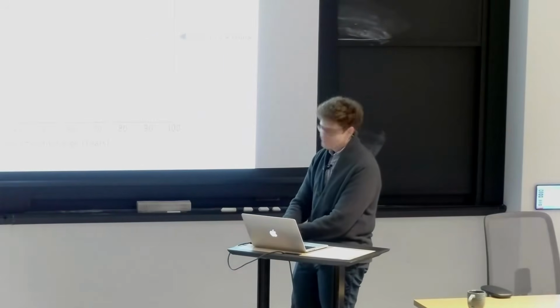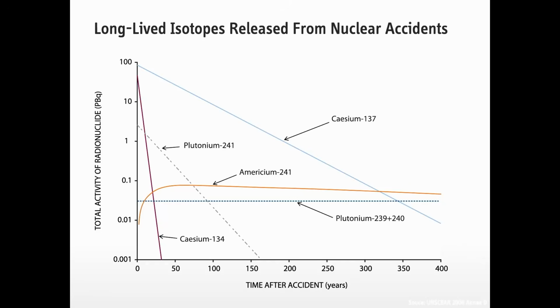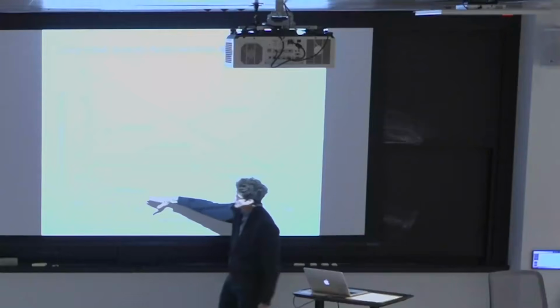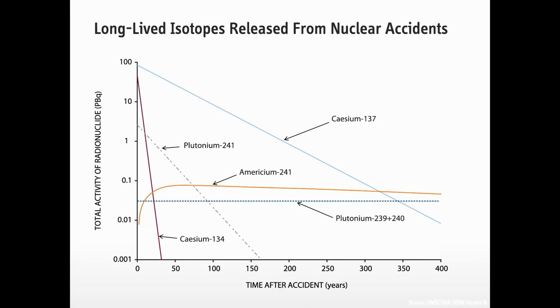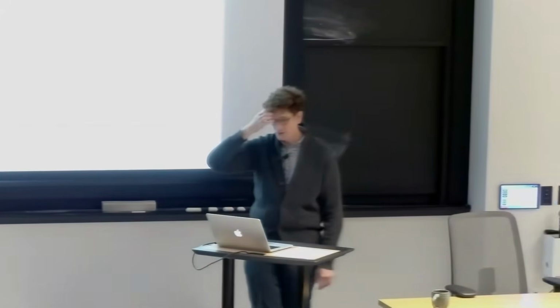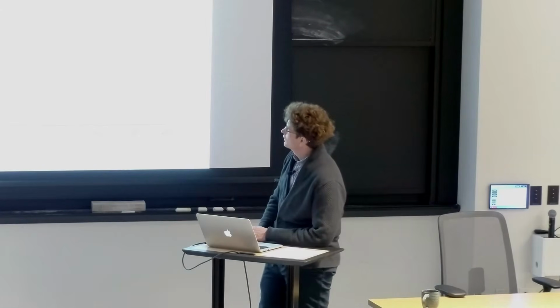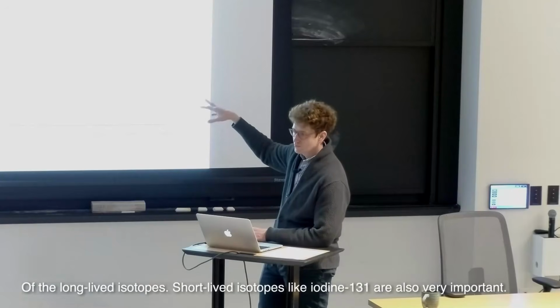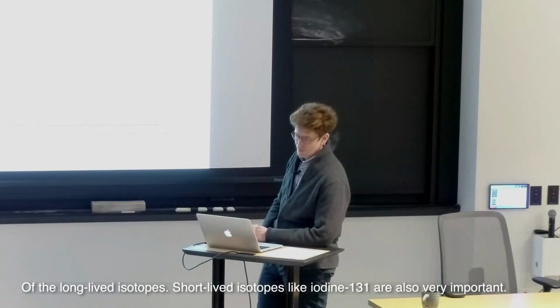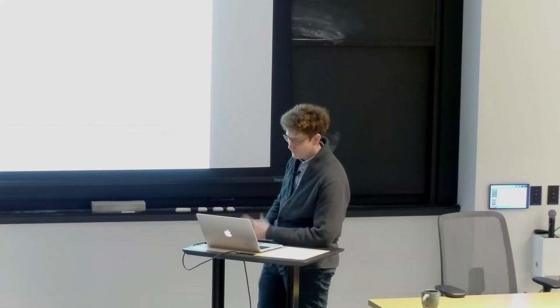So the principal isotopes that we worry about in an accident are these: cesium-137, americium, cesium-134, and then these transuranics. No, americium is a transuranic: plutonium, americium, and these other plutonium isotopes. These are the ones that really contribute a lot to nuclear accident dose. There's some other things in here as well, but they tend to be daughters of these things, bismuth and so on. Barium is another one.